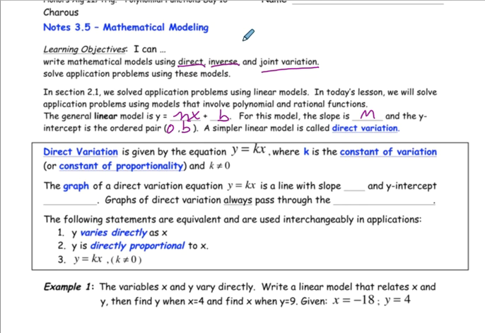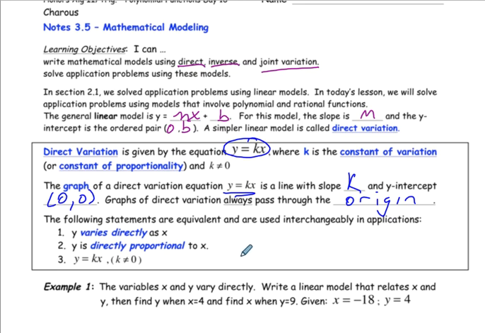A simpler linear model is called direct variation. This model of direct variation is given by the equation y equals kx, where k is called the constant of variation or constant of proportionality. k cannot be equal to 0, otherwise we don't have direct variation. The graph of direct variation is a line with slope k and y-intercept (0, 0). Our b term is 0 in this equation. So graphs of direct variation always pass through the origin.